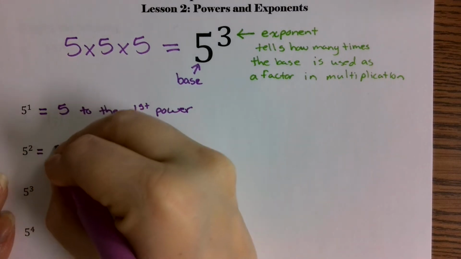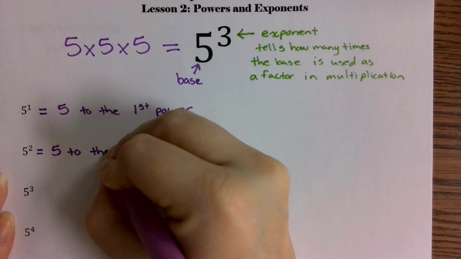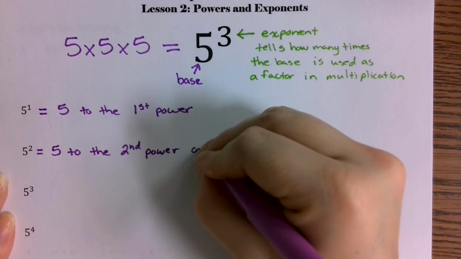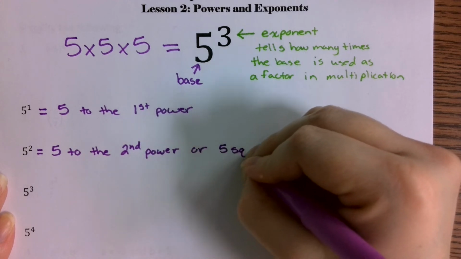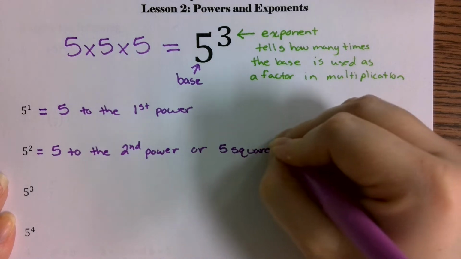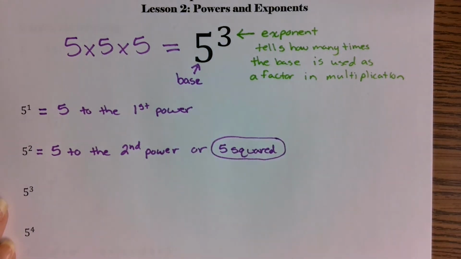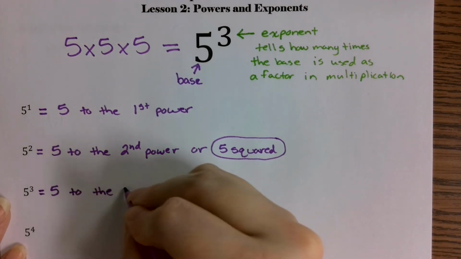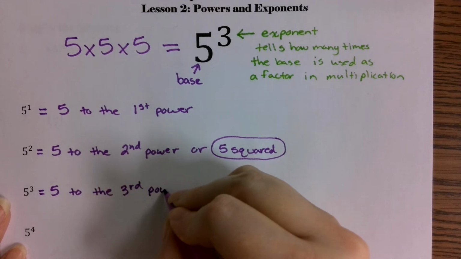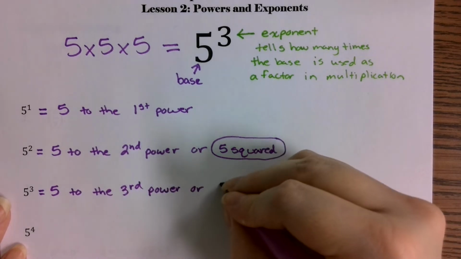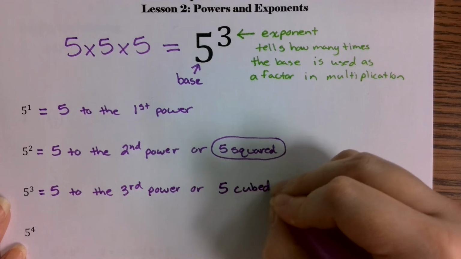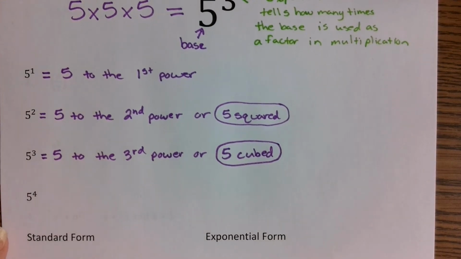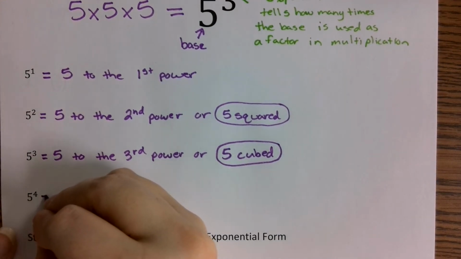And again, this would be 5 to the second power. Or more commonly known as 5 squared. This is the more common one. All right, this one, again, we would call it 5 to the third power, or more commonly known as 5 cubed. And then it just keeps progressing on from there, 5 to the fourth, 5 to the fifth, 5 to the sixth, and so on and so forth.